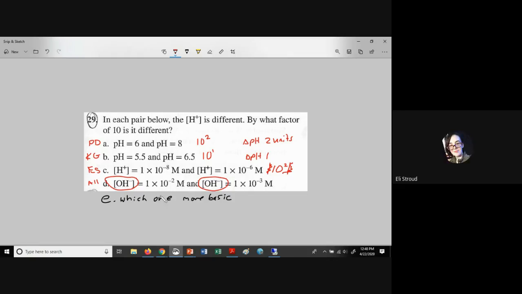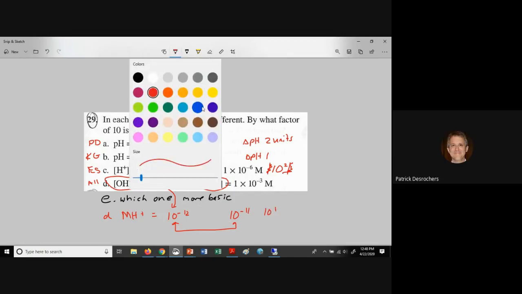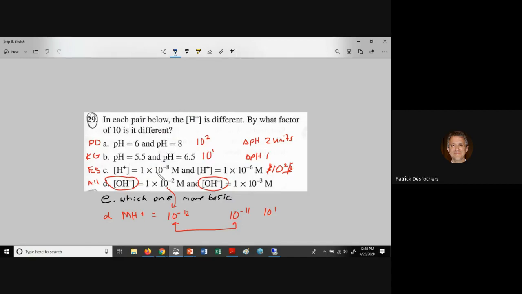First you find the H's. All right, so let's do D. H plus is which one? What's this one? 10 to the negative 12. Okay. What about that one? It's 10 to negative 11. And what power of 10? 10 to the 1. Okay. Y'all okay with that? Okay with your answers?